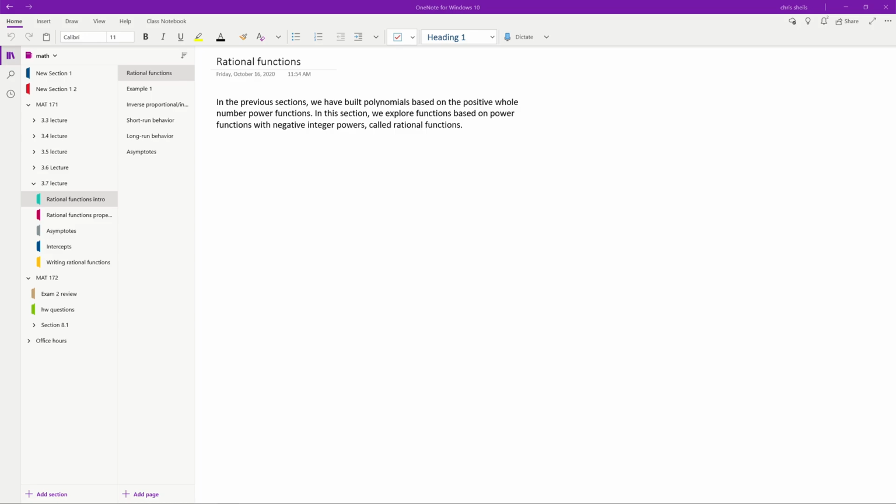All right, so today we're going to talk about section 3.7. This is on rational functions. I may try to break this up into multiple videos. We'll see as we go along here.